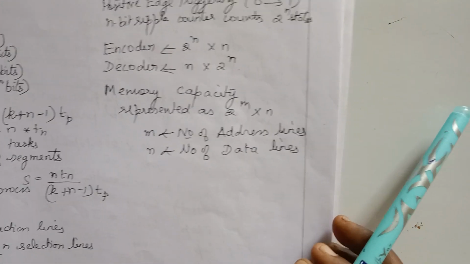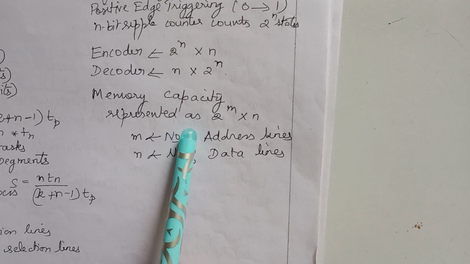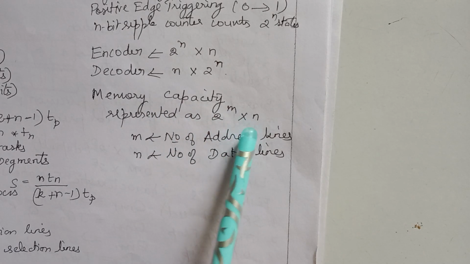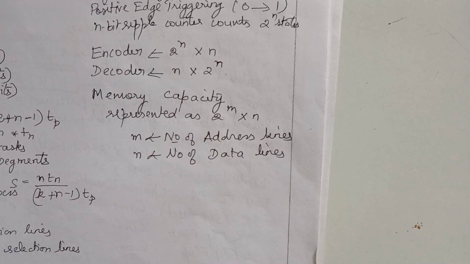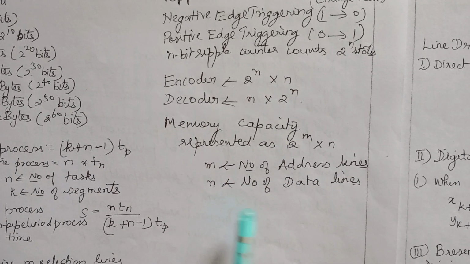So memory capacity. How will you represent memory capacity? Memory capacity is represented as 2 power m into n, where m is the number of address lines and n is the number of data lines.